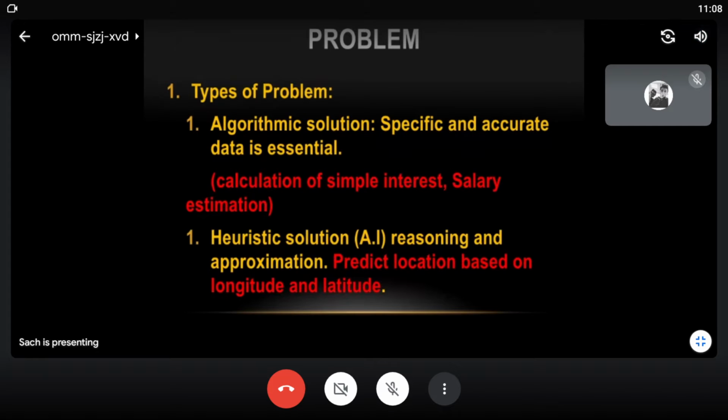Now, as far as PPS is concerned, which I studied in first year, here also there is a problem. So the problem is related to algorithmic solutions and heuristic solutions. These heuristic solutions are concerned with artificial intelligence.